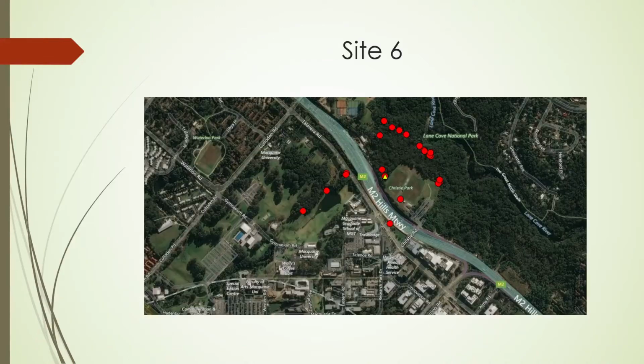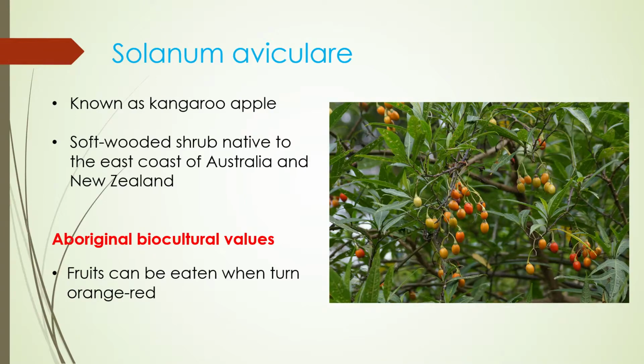The next one is Site 6. This site is a little bit far from Site 5. In Site 6, you can find a new common species, which is Solanum aviculare. It has an interesting name, called kangaroo apple. It is a soft woody shrub native to the east coast of Australia and New Zealand. Its fruit is edible when its color becomes orange-red.